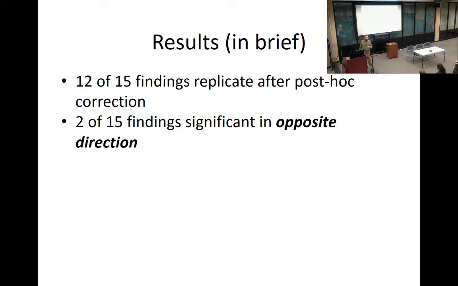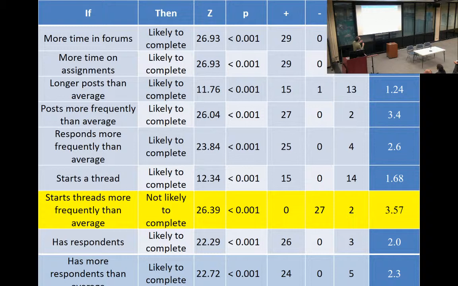So here I'm showing the overall finding. The Z and the P are the overall results across all the course instances. The plus and minus are how many course instances go in the same direction as the original paper. The minuses are how many go in the opposite direction. And then there's an odds ratio for how big the difference is.